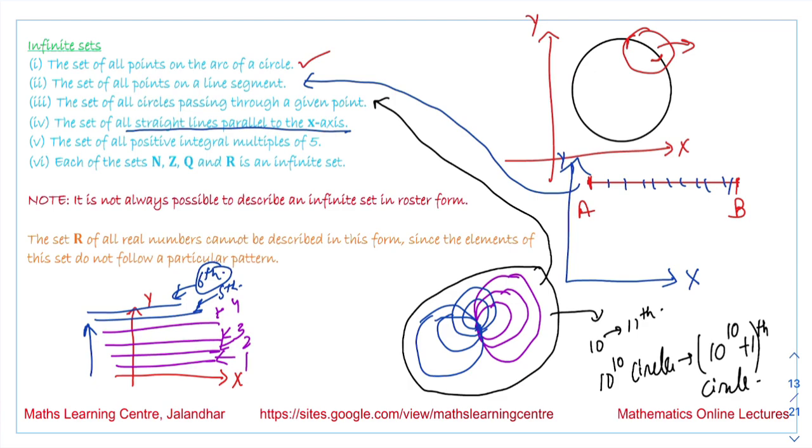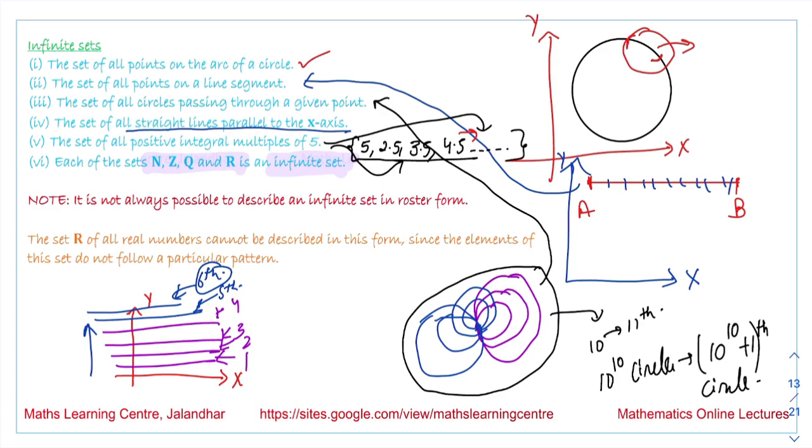Next is the set of all positive integral multiples of 5. Positive integral multiples of 5 means 5, then 2 into 5, then 3 into 5, then 4 into 5. This will keep on going like this. So this is also an infinite set, that we cannot count; if we start counting the number of elements in this set, then our counting will not end. Similarly, the sets of natural numbers, integers, rational numbers, real numbers, and irrational numbers are all infinite sets.